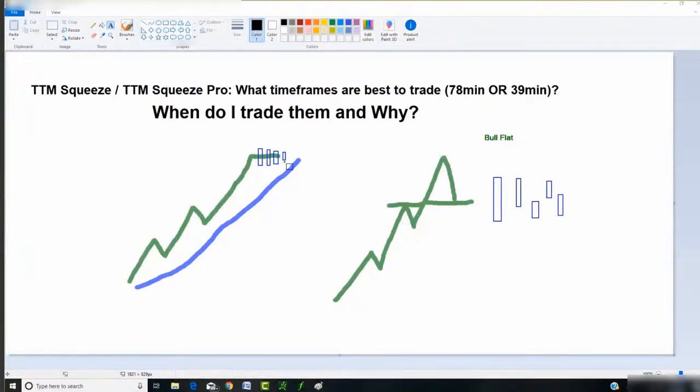So when I'm zoning through my watch list, I'm looking, where is the 8 above the 34? Is the stock above the 8? If it's above the 8, I'm focusing on the smaller time frame. Now, I haven't hit the 39-minute yet. I'll hit the 39-minute here in a second. But that's the 78-minute chart. Okay? That's when I look for the 78-minute chart.